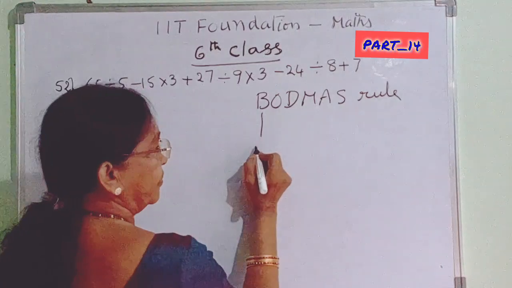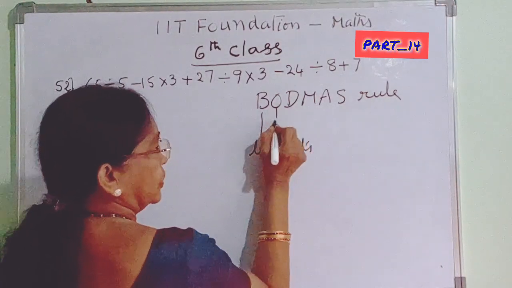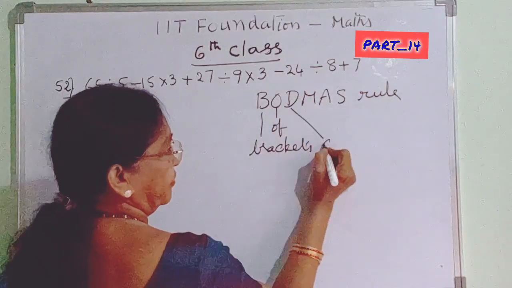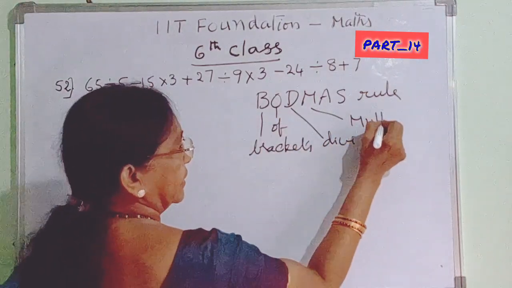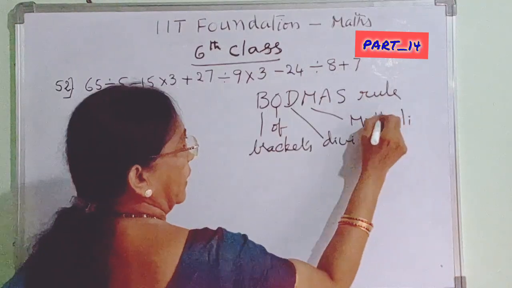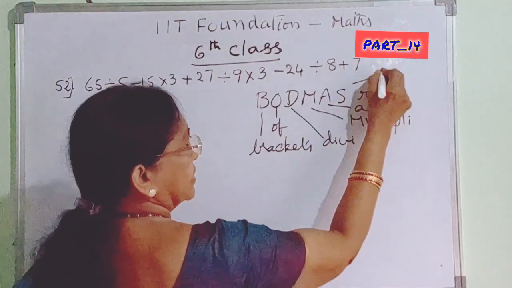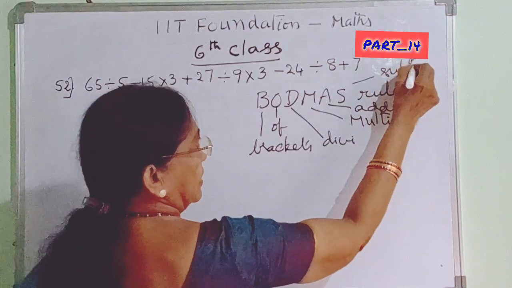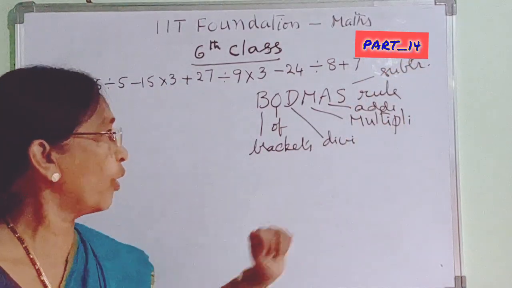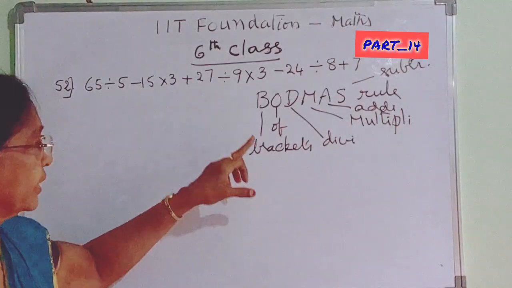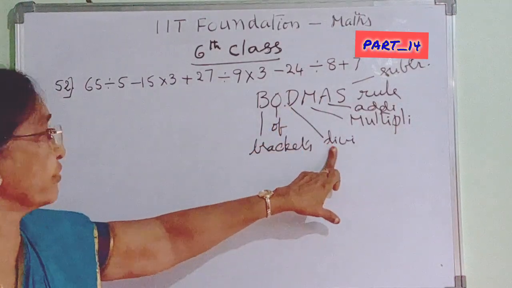Here B stands for brackets, O stands for of, next D for division, M for multiplication, A for addition, S for subtraction. So we have to simplify according to this order. So we haven't any brackets or of. Therefore we will start with the division.